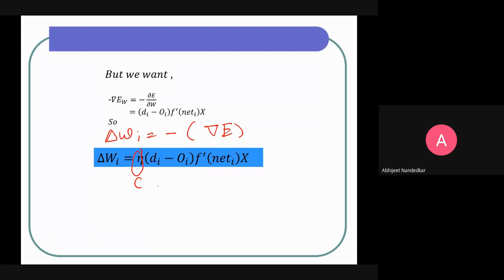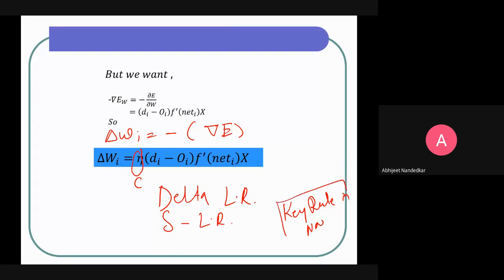So this is my change in weight, which is say delta learning rule. Sometimes it is written as delta LR. So this is a key rule. Even your deep network will use delta.